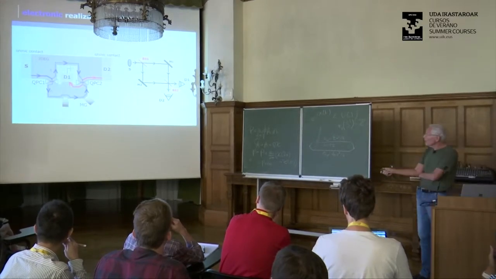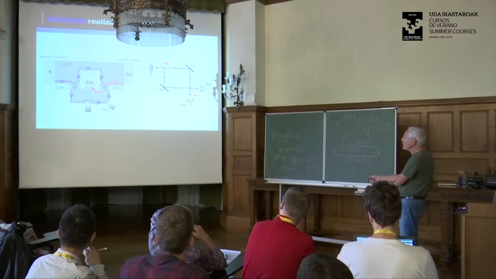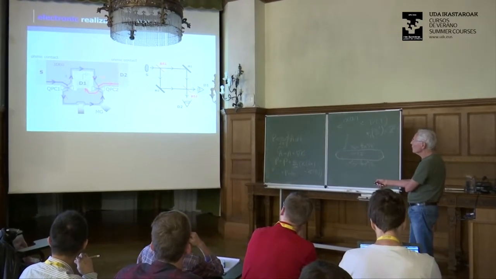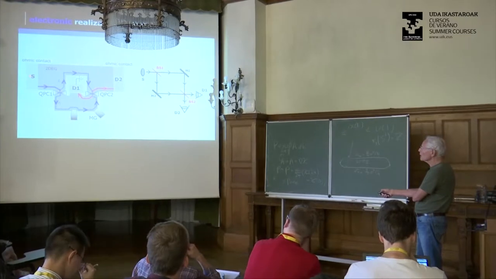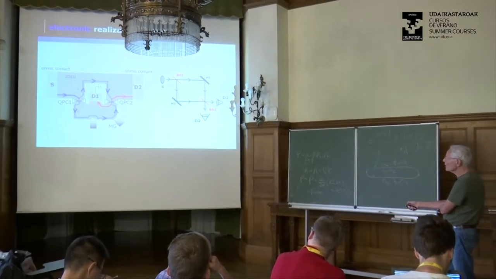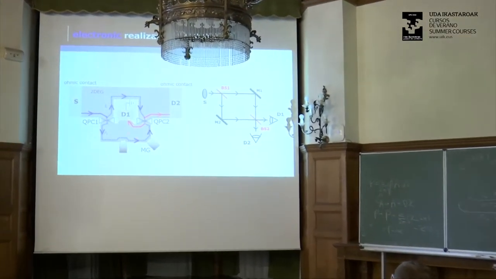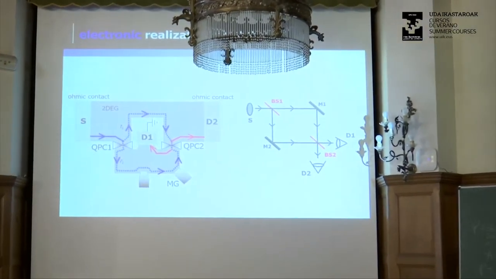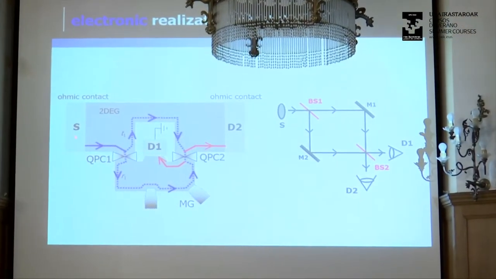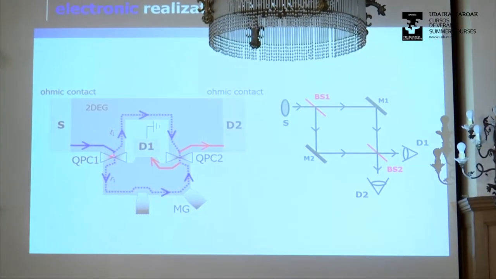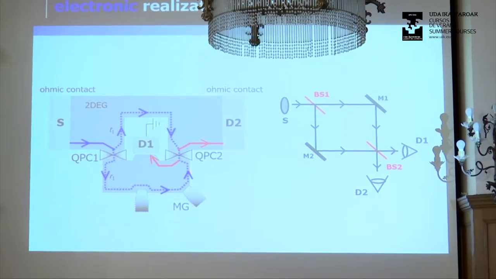So in the quantum Hall effect, this is a mesa. You have two detectors, D1 and D2, and there is a single source. The other source sits inside, and I'm not using it. This is a quantum point contact that replaced the beam splitter. So you come with an edge mode, and here you split it, say, in half. Half of it goes all around, and the other half goes around here. They meet again, they interfere, and then some of it is reflected to D2, and some of it is transmitted into D1.